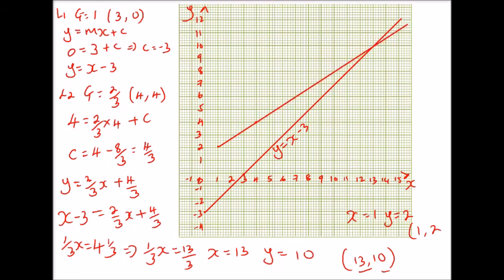So that is where the two lines meet. The two lines, you can see, just like we had worked theoretically, meet at (13, 10). So that is how you work out that question.